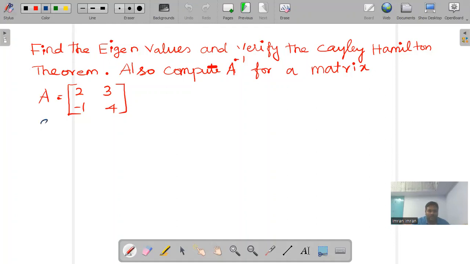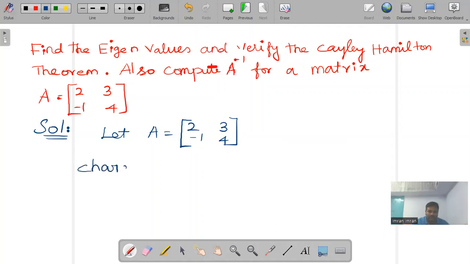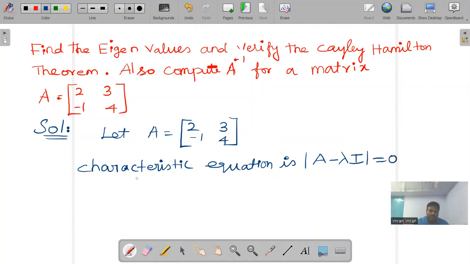Now, first of all, we have to find the eigenvalues for the given matrix. Let A equal to 2, 3, minus 1, 4. To find the eigenvalues, we have to know the characteristic equation. So the characteristic equation is determinant of A minus lambda I equal to 0.